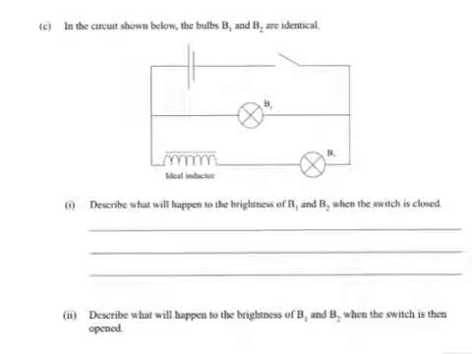So part C, we've got a new circuit, and in the circuit shown below, bulbs B1 and B2 are identical, and we've got an ideal inductor in there. Again, the ideal inductor means there's no internal resistance. So we have to first describe what will happen to the brightness of B1 and B2 when the switch is closed. Well, when the switch is closed, straight away you will have the voltage from the supply across both sections.